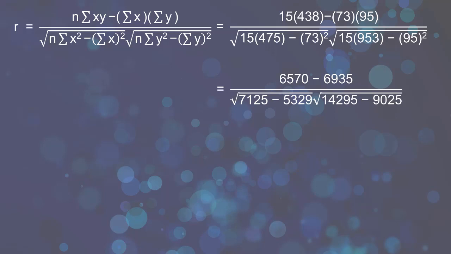So it already looks a little bit simpler than it did in the step above, but we can simplify more. There are now 3 subtractions to do. So we'll do 6570 minus 6935, which is negative 365. And then in our square roots, we'll have 7125 minus 5329, which is the square root of 1796. And then 14295 minus 9025, which is the square root of 5270. So this is much easier to enter into your calculator than it would have been when we had just entered the numbers.